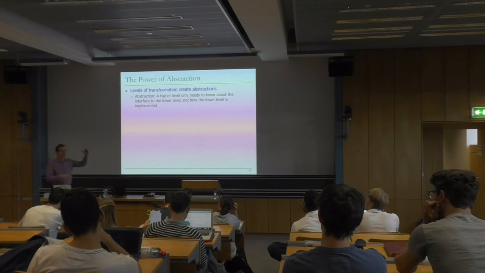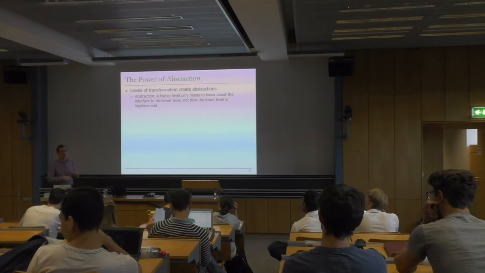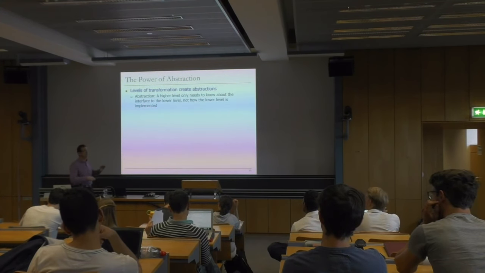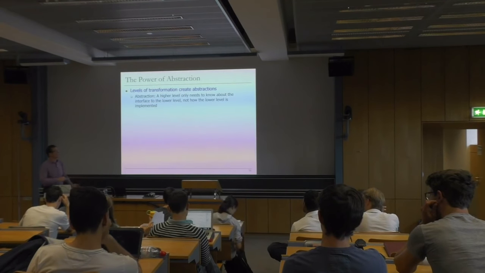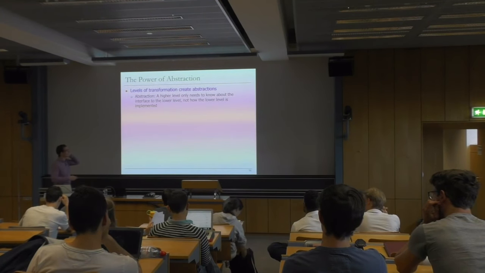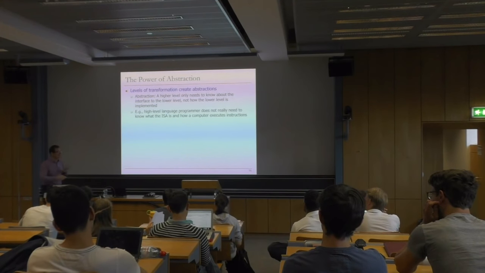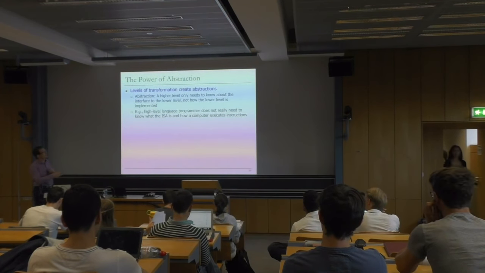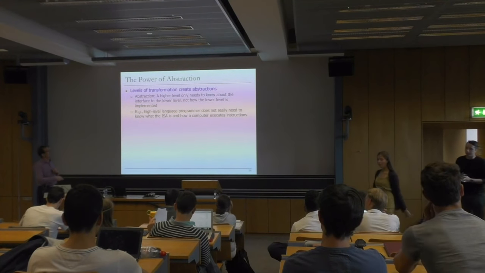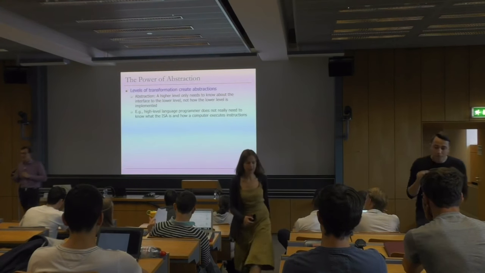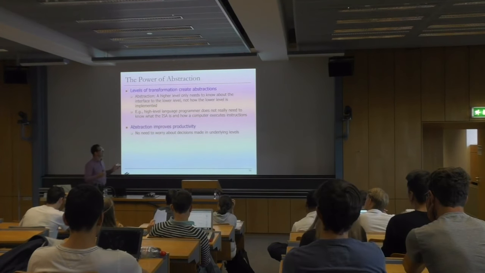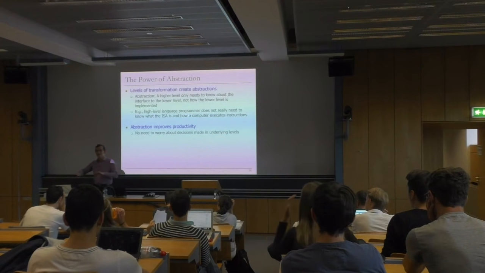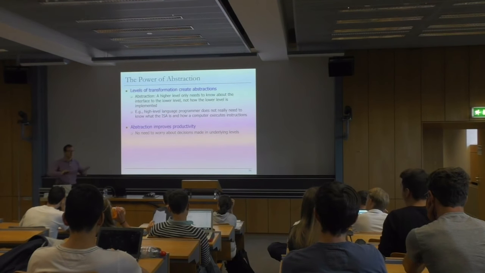So you go from programming language to ISA, let's say. You just need to know the interface, right? You don't need to know how the ISA is implemented. You don't need to know the microarchitecture, for example. The lower level details are abstracted from you at the higher level. Now, this is a good thing. For example, a high-level language programmer does not really need to know what the ISA is and how a computer executes instructions. This is great for productivity, no question about that. No need to worry about the decisions that are made in the underlying levels. Somebody else made them, or you made them at some point, but you forgot about them.